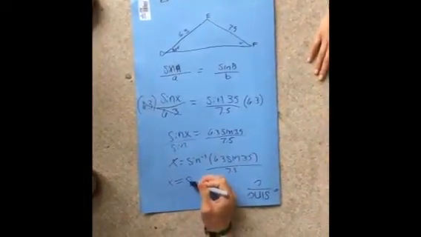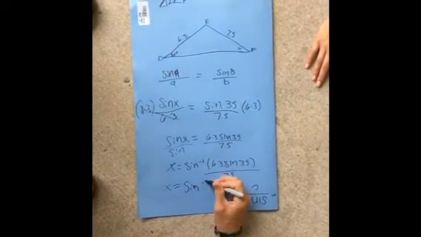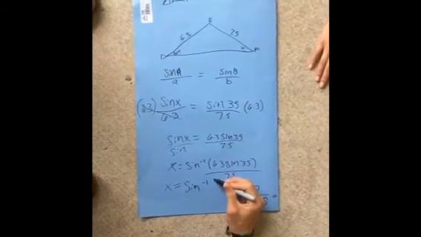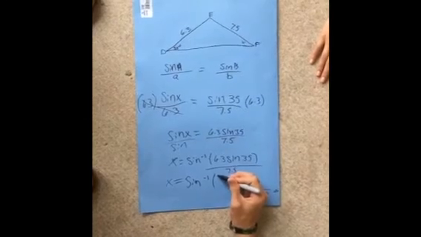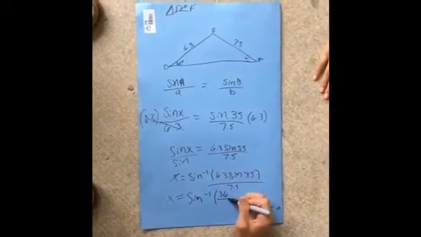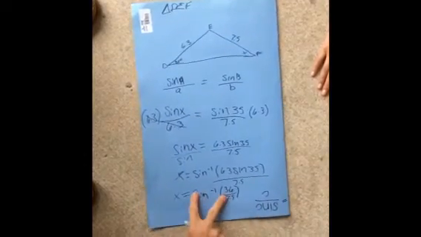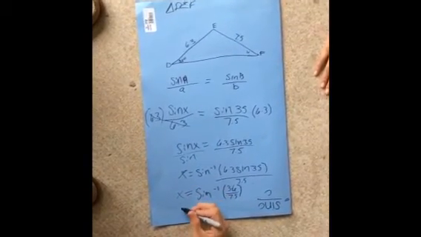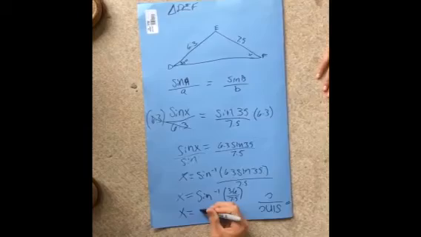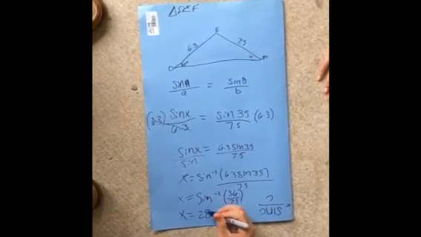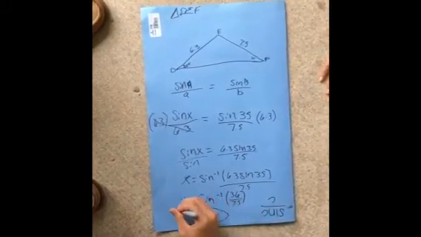equals sine -1 times 3.6 over 7.5. This right here, you put this in a calculator, you will get x equals 28.